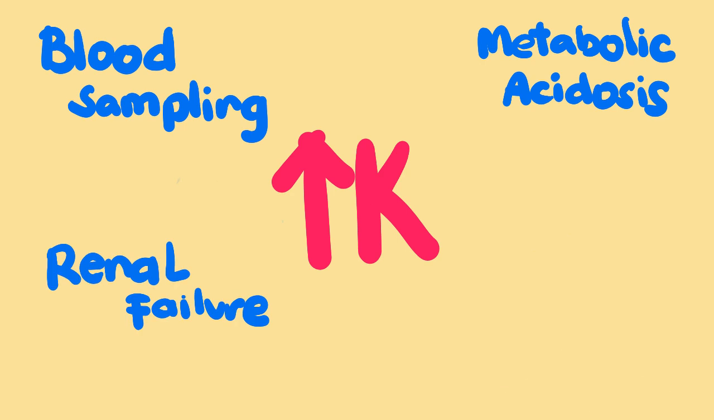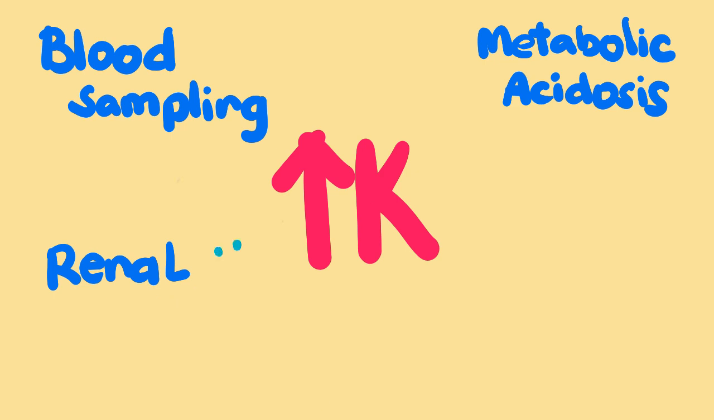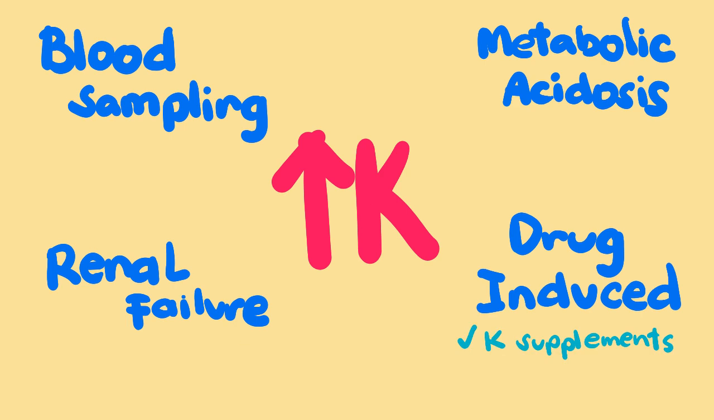Renal failure is another cause, as a failing kidney will not be able to excrete potassium, hence increasing serum K. On the other hand, a working kidney may also not be able to excrete potassium due to volume depletion. It could also be drug-induced, from potassium supplements, potassium-sparing diuretics, and more.